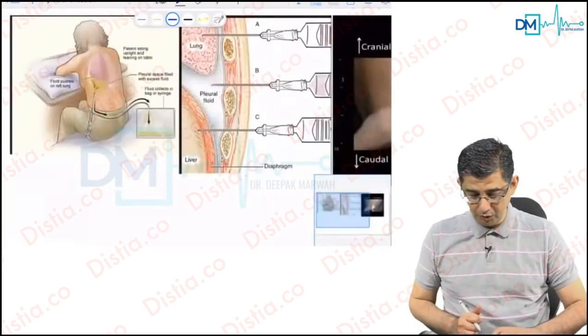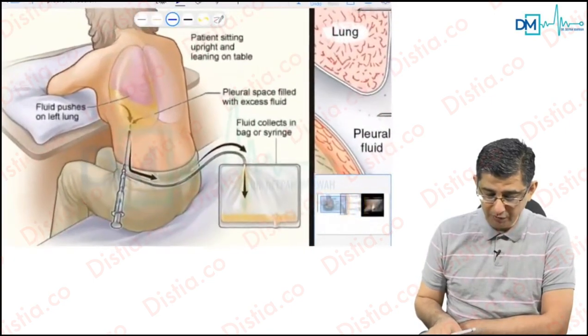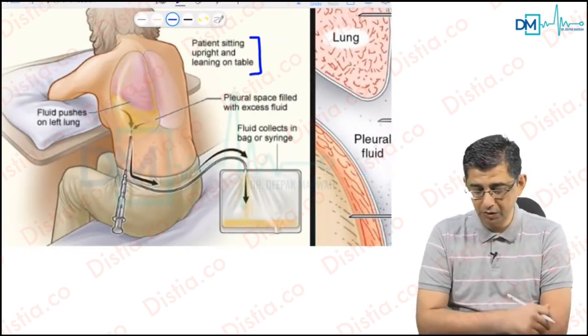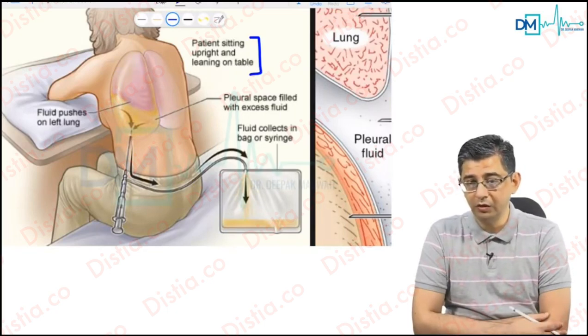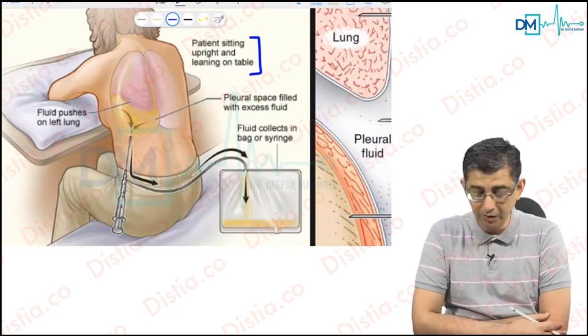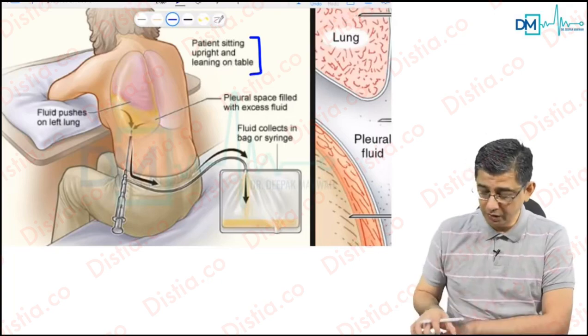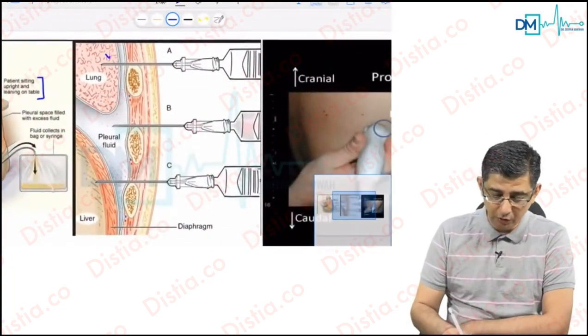In fact, I can just show you an image for this so that it becomes a little more comfortable for you. You can see the patient here is sitting upright and leaning on the table, so the fluid will obviously settle down, and then you can do a thoracocentesis from the back on the scapular line. If you are going to do it on the mid axillary line, the chances of damage are substantially high.